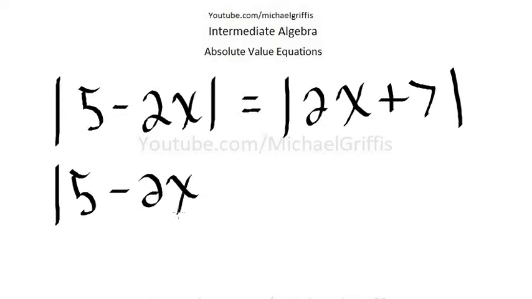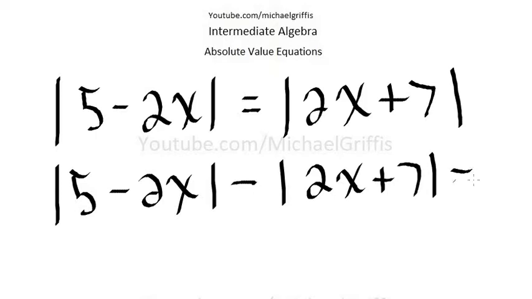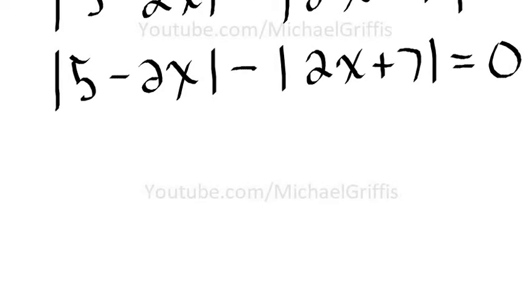take this absolute value over to the left of the equal sign, equal to 0. Okay, let's go ahead and drop these absolute value bars.